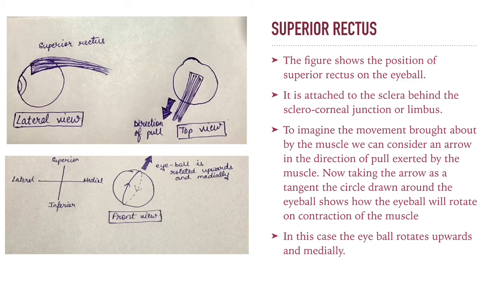In the first diagram, the arrow with written direction of pull is the tangent, which is parallel to the muscle, and the circle drawn is seen in the second figure. This circle shows how the eyeball will rotate, and the arrow in the second figure shows in which direction the pupil will point after contraction of the muscle. In this case, the eyeball rotates upwards and medially.